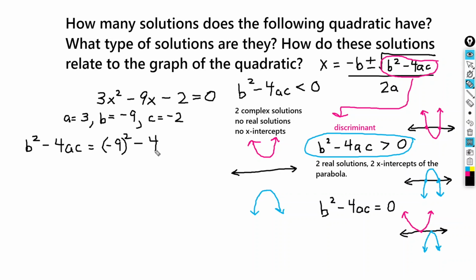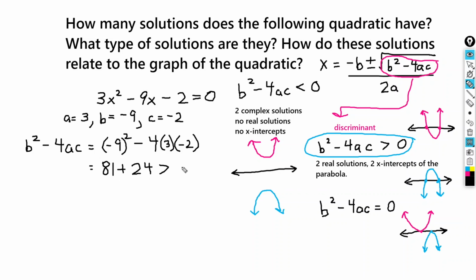minus 4 times 3 times -2. Okay, and we have a minus here and a negative here, so we're actually going to add to -9 squared. -9 squared is -9 times -9, which gives me positive 81. And then we're going to add 4 times 3, which is 12 times 2, so plus 24. So we can stop right here.